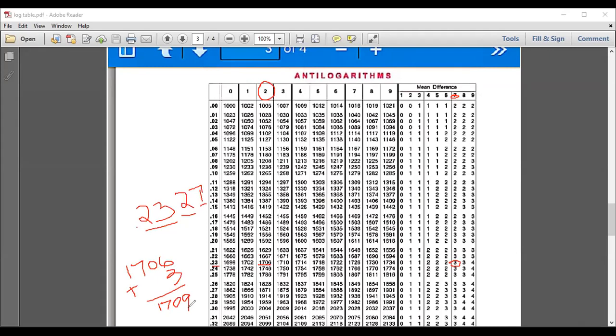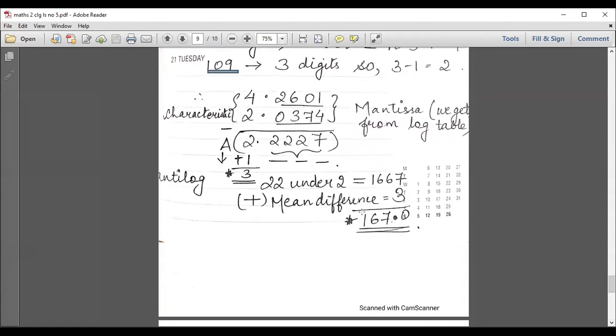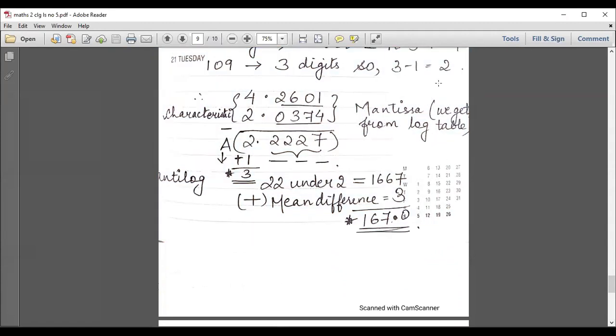1709. You should add the mean difference. So in my working there will be a little mistake because I had taken 22. Okay, so just forget this. I'll just make the correction for you all. Just give me a sec. So what did we get? 1709. We had got this answer. Don't go with this. This is wrong. But you followed how to check 0.23 under the column 2, mean difference 7.